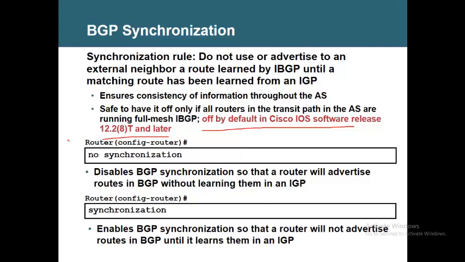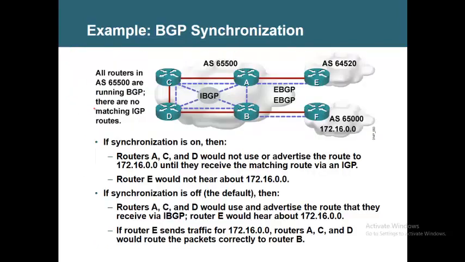Are you ready to learn this now? Yes. I'll take you through an example and then I'll read this line, okay? If I read this now, you will not understand, so I'll take it through an example. You see, F is advertising this network, 172.16, to B. And B is giving it to A because it's an IBGP neighbor.